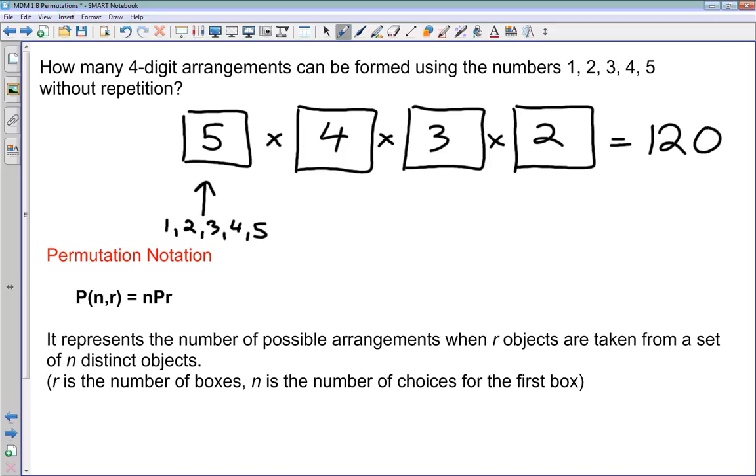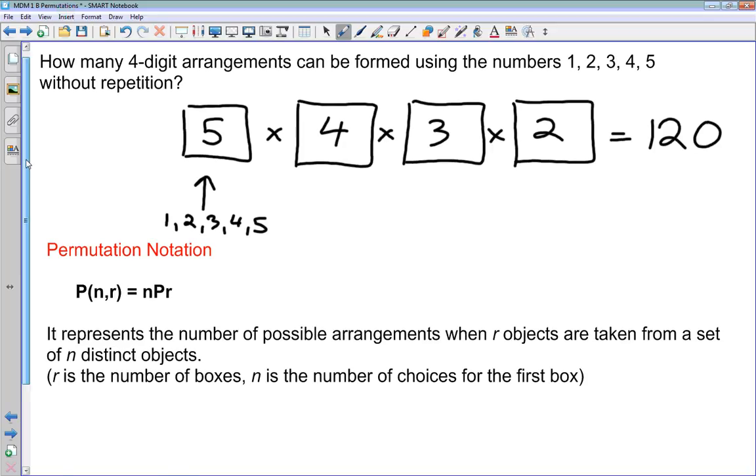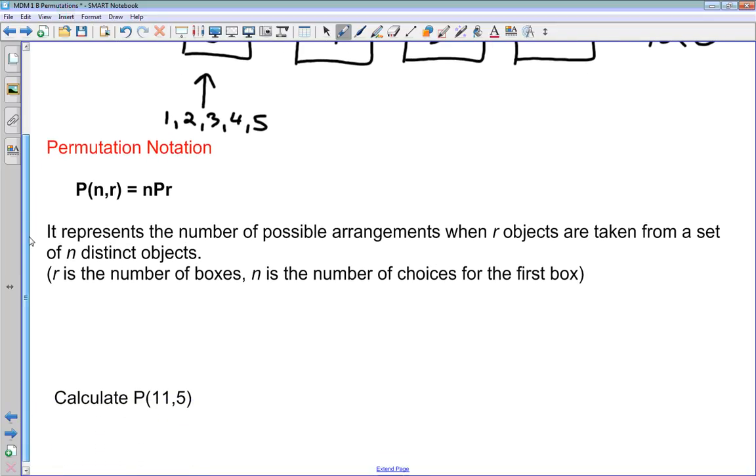Now just be careful when you're doing these kinds of questions. We have formed an arrangement here, 5, 4, 3, 2. These numbers in these boxes don't necessarily represent one of the 4-digit numbers that we have formed. They represent the number of possibilities for what numbers we can put in each of these places.